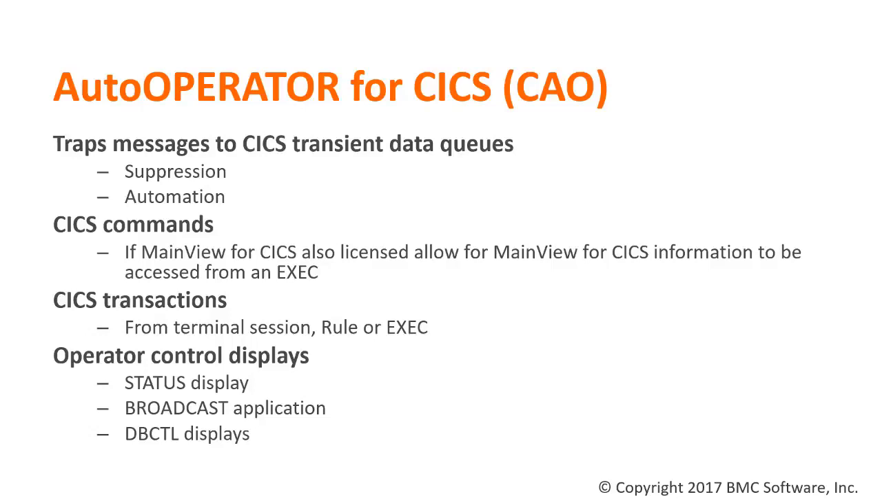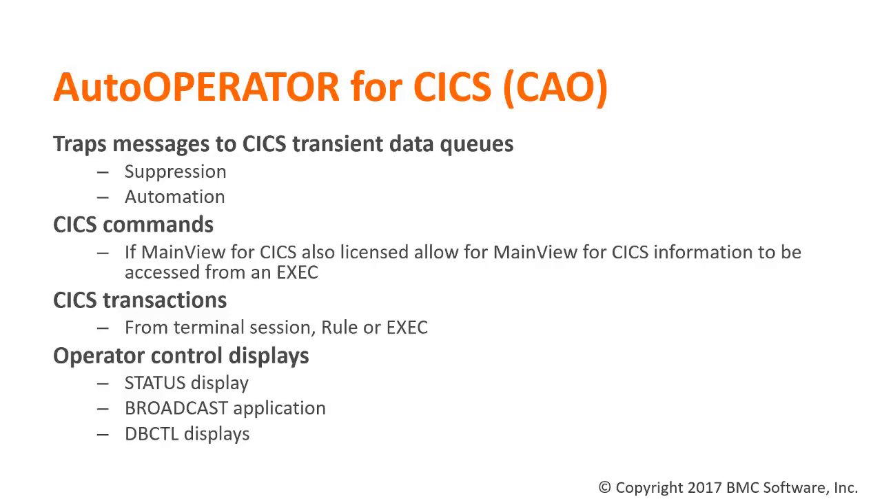The AutoOPERATOR for CICS solution, or CAO, traps messages produced by CICS and CICS applications. Many of the messages produced by CICS are written to transient data queues. Not all of the DFH messages produced by CICS are written as WTO messages to the console. Several of these are written to the transient data queues. For example, when a transaction abends within CICS, the message which indicates that the transaction abended does not get sent to the system console by CICS. It is written to a transient data queue.